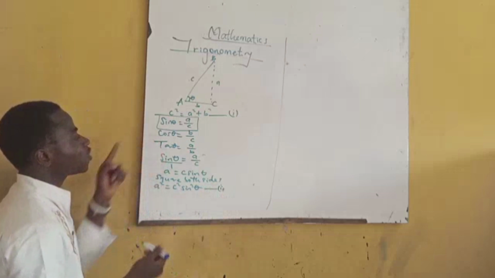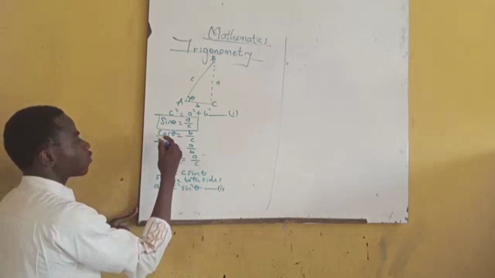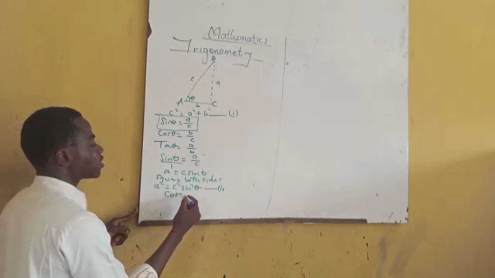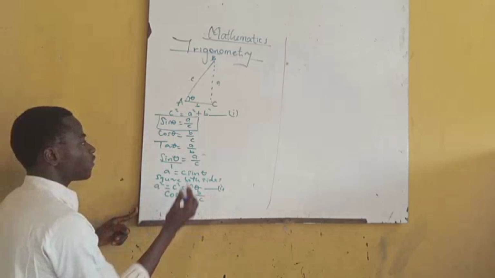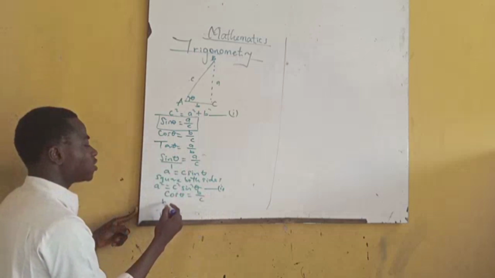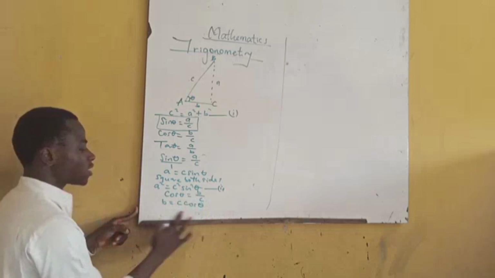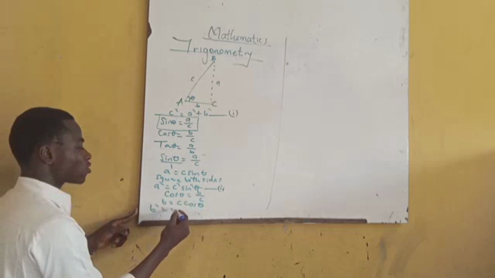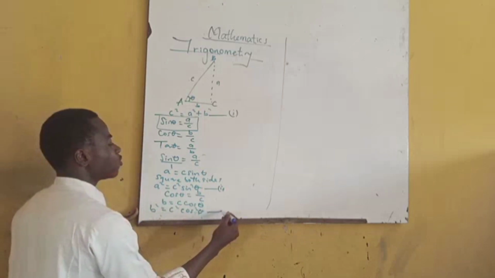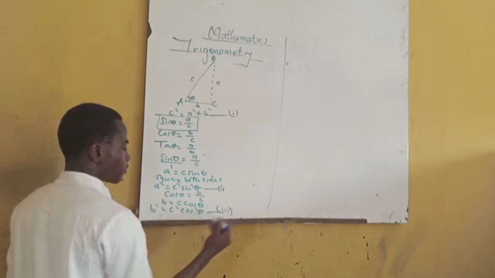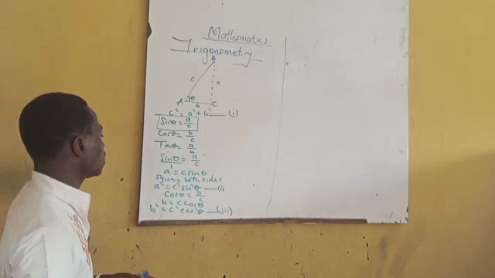For cosine, cos theta equals B over C. If I cross multiply, B equals C cos theta. Then by squaring both sides again, B squared equals C squared cos squared theta. This is equation 3.